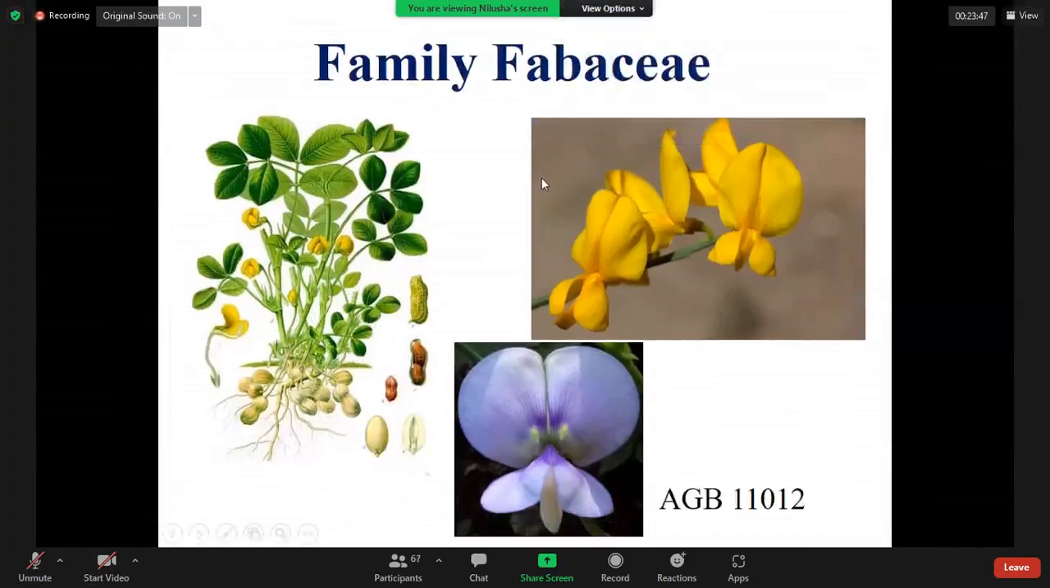Today practical is the family Fabaceae. What is the last practical? Family Solanaceae. Today we will learn about the family Fabaceae. This is a very important family, because it has some examples. I think you all know about the groundnut, green gram, black gram, cowpea, all included in this family. So this family is very important.